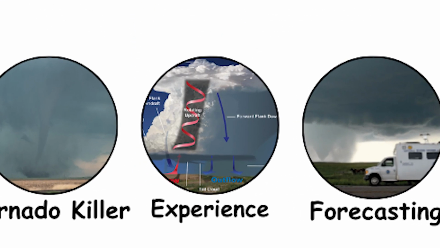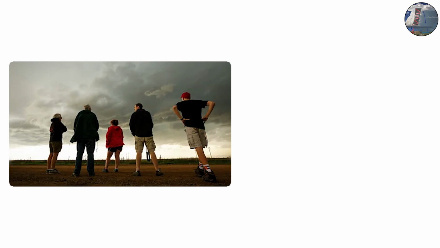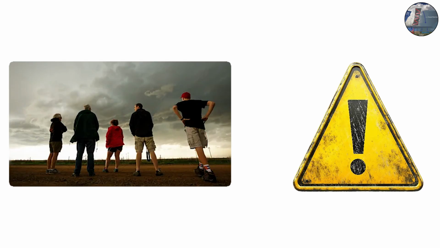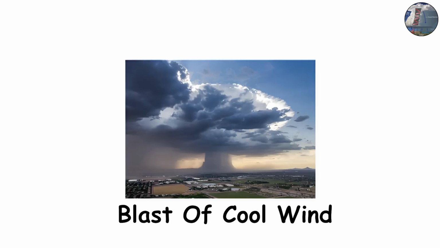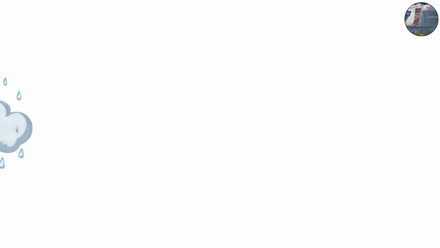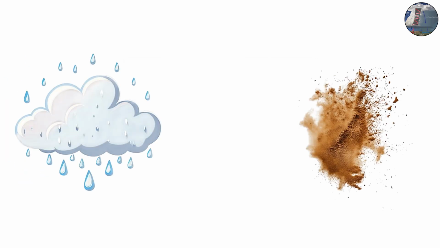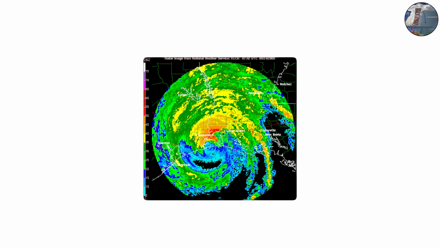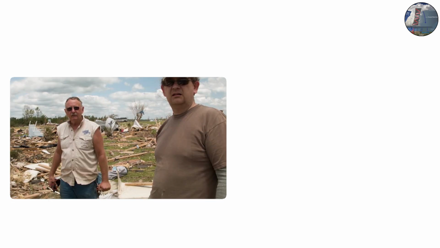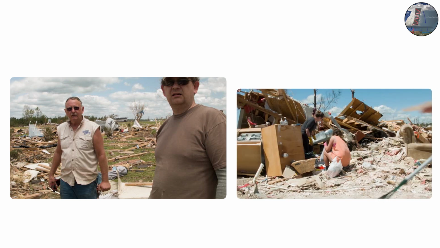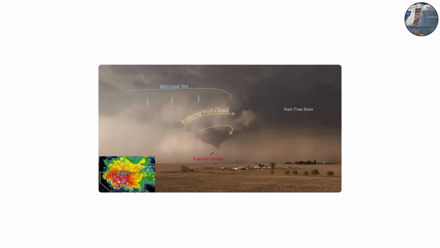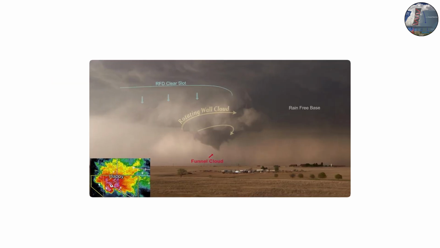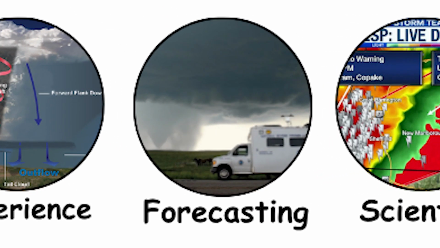The RFD in human experience. For people on the ground, the RFD can be their first real warning. A sudden blast of cool wind, a shift in direction, or a burst of rain and debris may signal that a tornado is imminent. Unlike radar or meteorological terms, these are physical sensations that anyone can recognize. In fact, many tornado survivors describe a sharp, rushing wind and eerie calm immediately afterward, classic signatures of the RFD passing through.